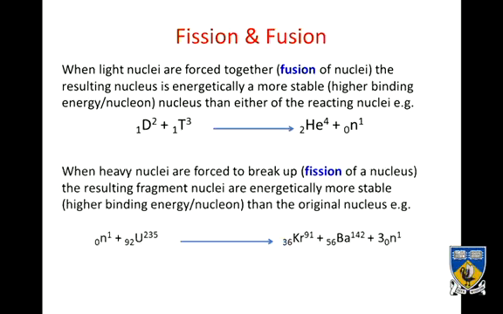Fission, on the other hand, is the complementary process whereby heavy nuclei are forced to break up. Fission, breaking apart. Fusion, pushing together. The resulting fragment nuclei are energetically more stable. They have higher binding energies per nucleon than the original nucleus. So you go from uranium, you cause it to fission by firing a neutron at it, and it breaks up. There are many different ways it can break up, but a standard one is krypton and barium and 3 neutrons. If these neutrons went on to give more fissions, you have what is called a chain reaction, about which we will speak in the future.